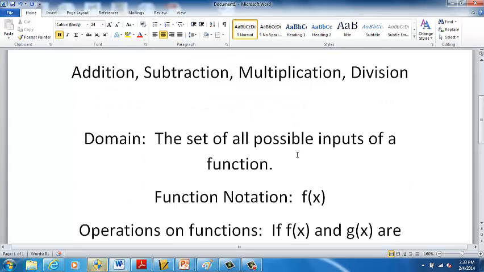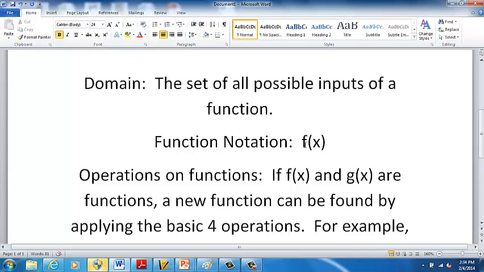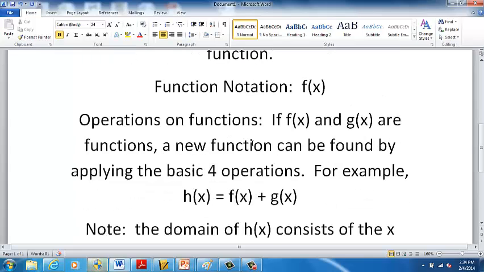A couple little definitions here. Domain, okay, we talked about that earlier in the year. Domain is the set of all possible inputs of a function. Okay, function notation looks like this. We would read this as f of x. Okay, it could be g of x, it could be any letter, but it's basically like y equals. Okay, but it's function notation.